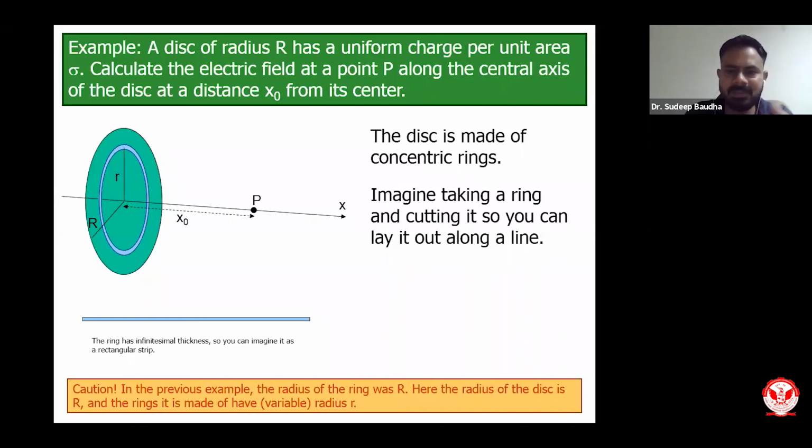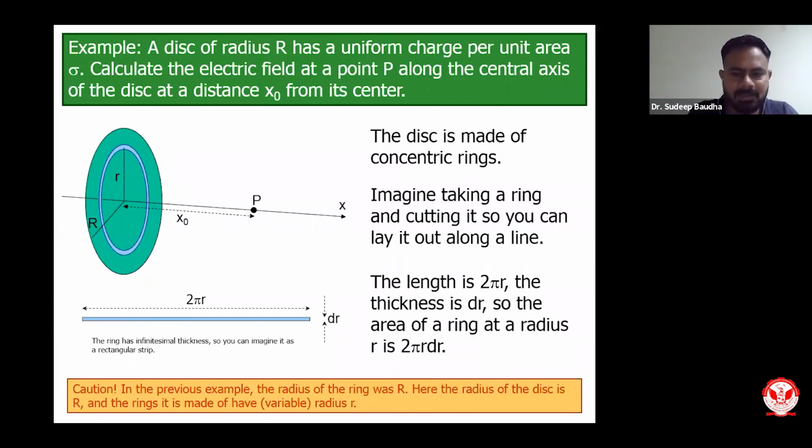So if I imagine a ring and cut it and lay it down along a line, then the length of the ring will be 2 pi r and the thickness is dr, a small thickness. So the area of a ring at a radius r will be 2 pi r dr. This is the dr I am referring to. 2 pi r is the length, and dr is this small thickness of the ring. So we have considered the area of the ring as 2 pi r dr.